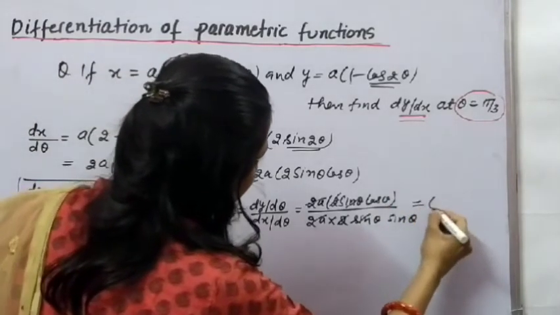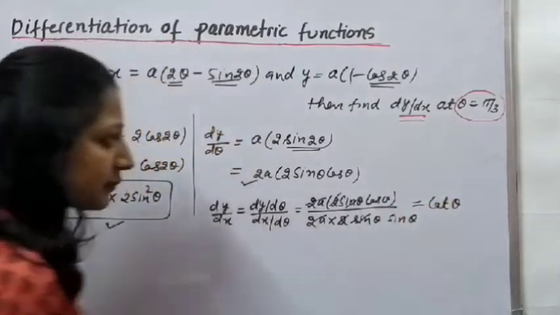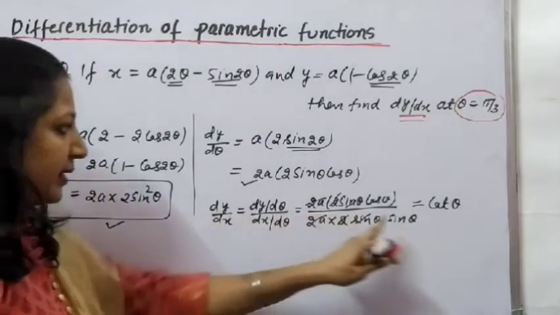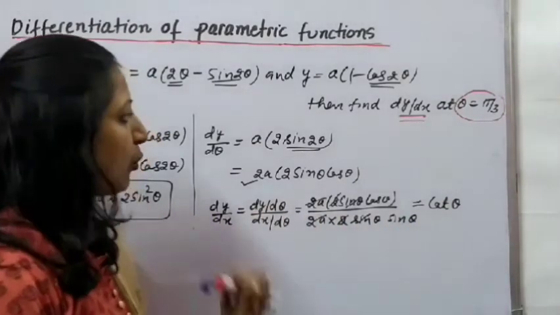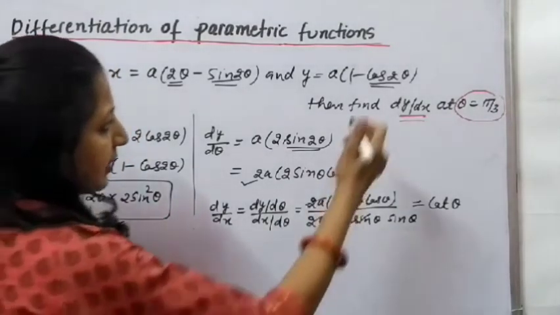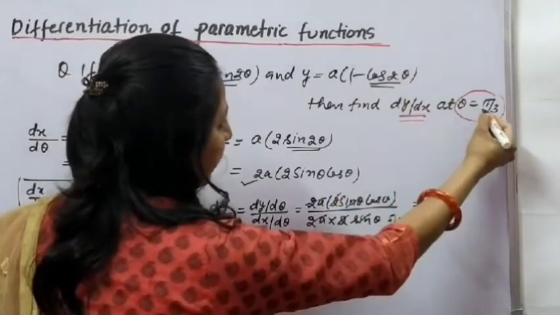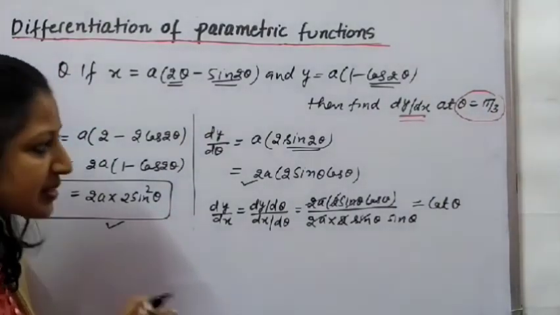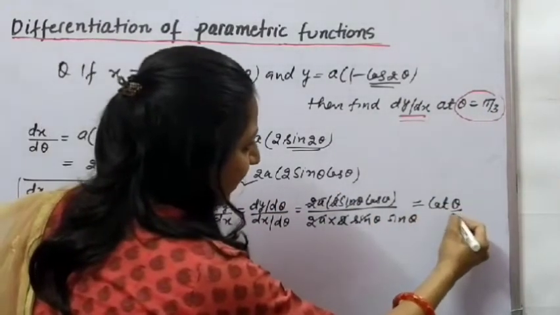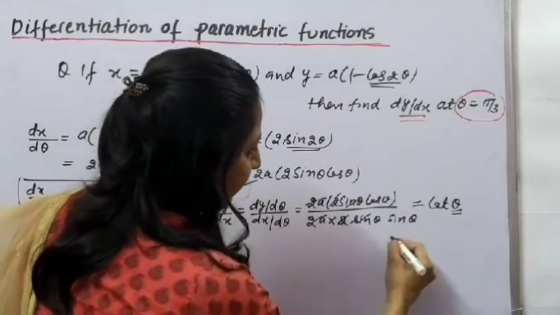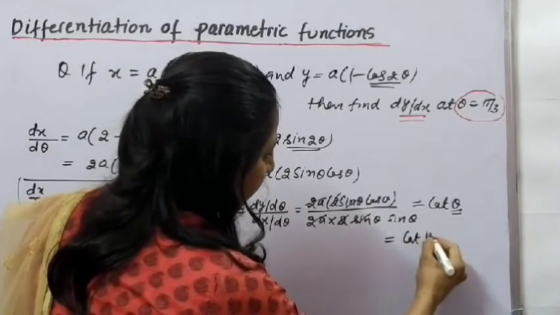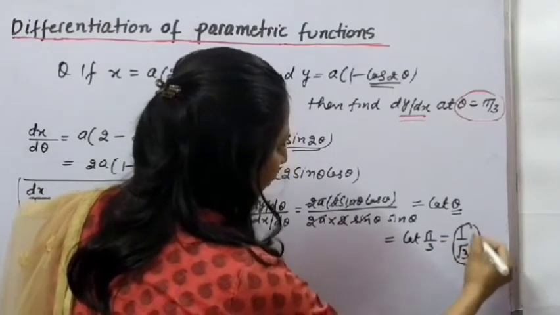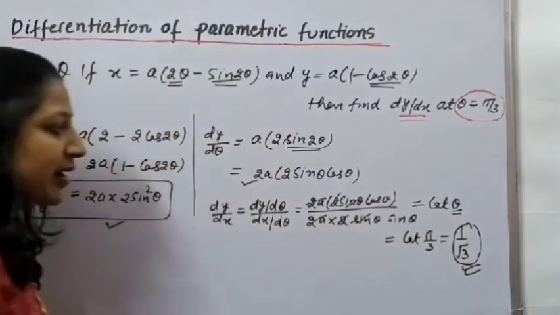So it will be equal to cot theta. Right students? So up to dy by dx, it's very simple. Now the additional point is, we have to find the value of dy by dx at theta equal to pi by 3. So it's very simple, just at the end, put pi by 3 in place of theta. So cot pi by 3, that is cot 60 degrees, and we know the value of cot 60 degrees is 1 by root 3. So it is our final answer.